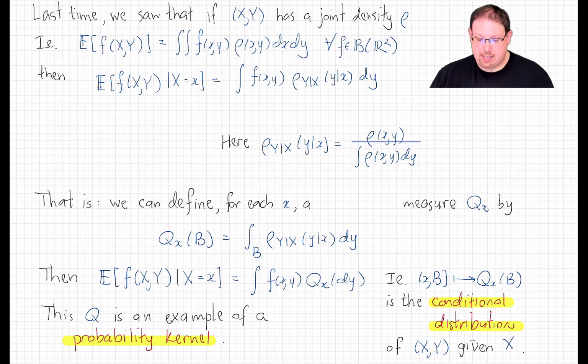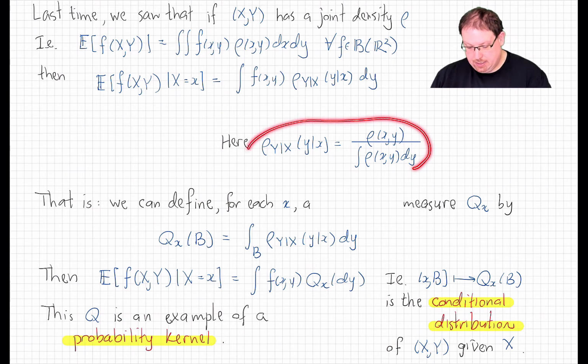Then we identified that the conditional expectation of f at xy, given that x equals a value little x, is equal to the integral of that function f against the conditional density of y given x, which is defined like this. It's the ratio of the joint density to the marginal density of x.